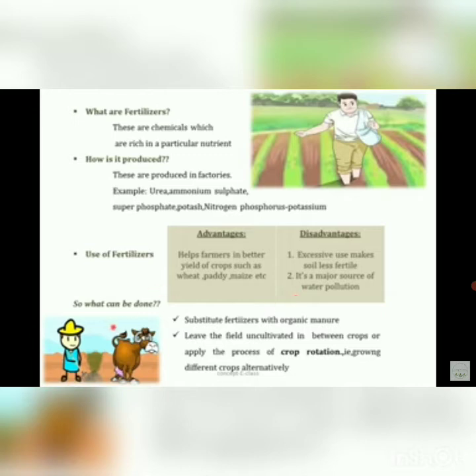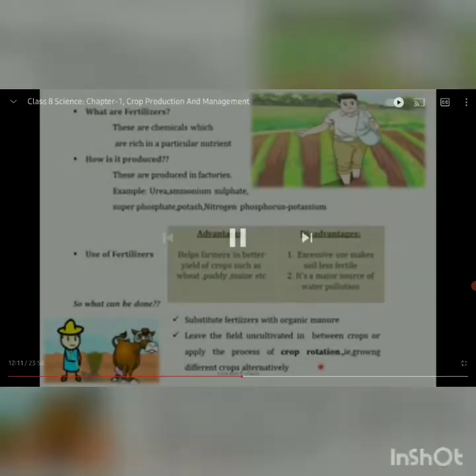So what can be done here? What can we do about the disadvantages? Substitute fertilizers with organic manure. Leave the field uncultivated in between crops, or apply the process of crop rotation, that is, growing different crops alternately.